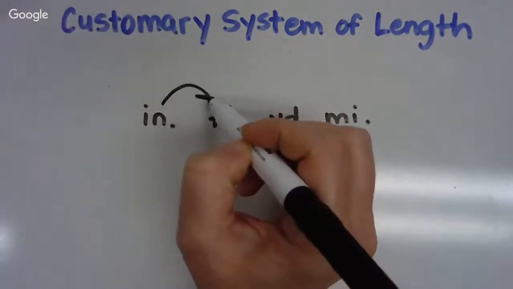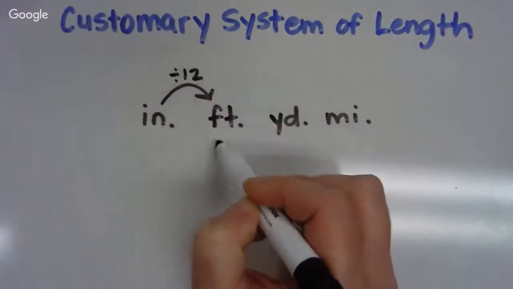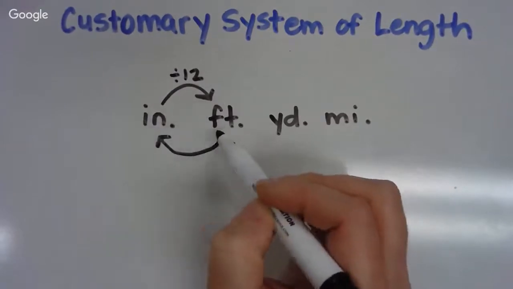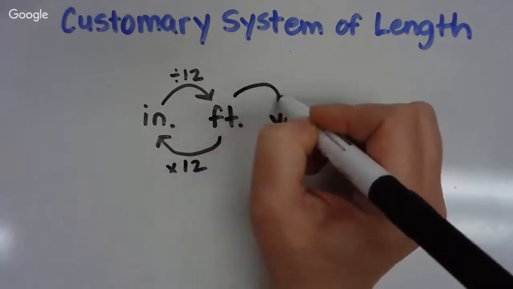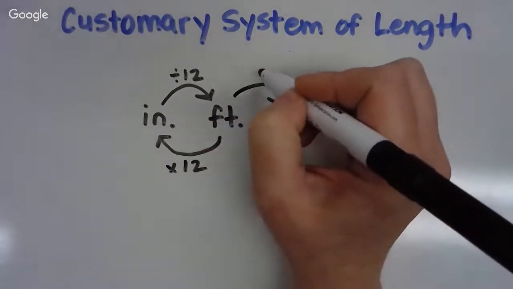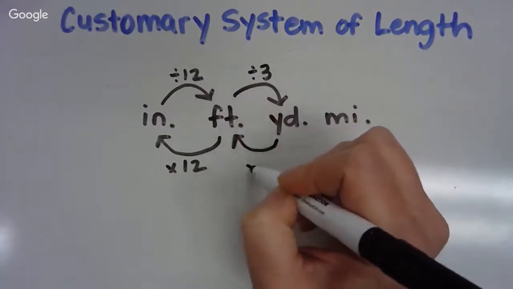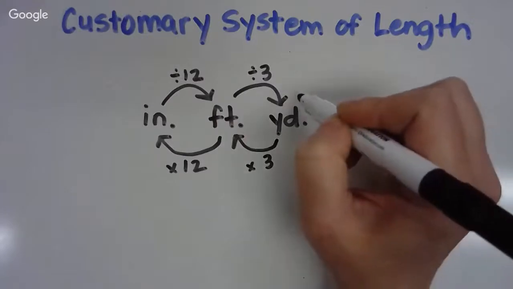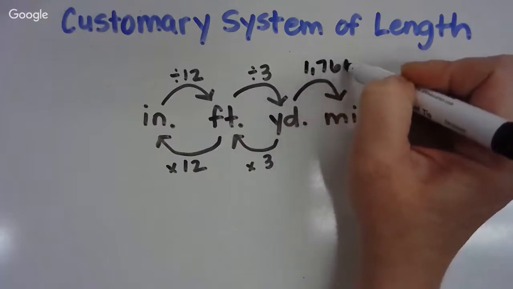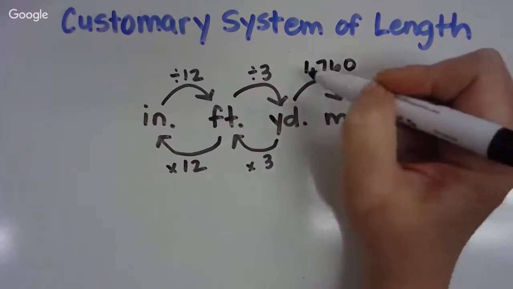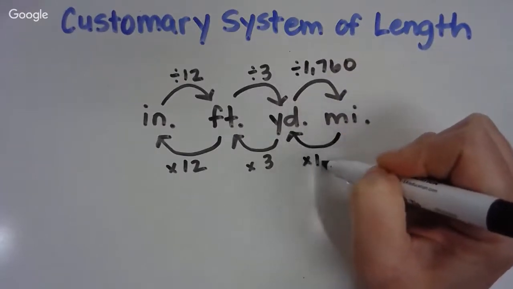We know that when we go from inch to foot, we have to divide by 12 because of the relationship between inches and foot. When we go from feet to inch, we have to multiply by 12. The relationship between yards and feet is that there are 3 feet in a yard, and therefore that relationship is 3. And when we go from yard to mile, there are 1,760 yards in a mile. So when we go from yard to mile, we divide. When we go from miles to yards, we multiply.